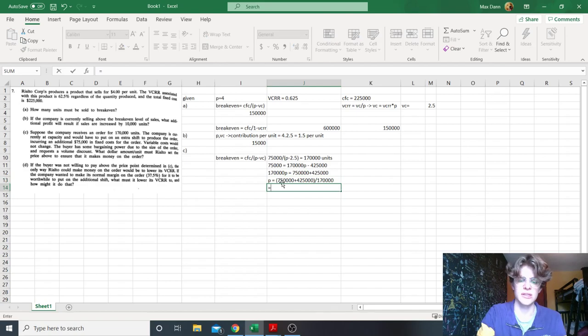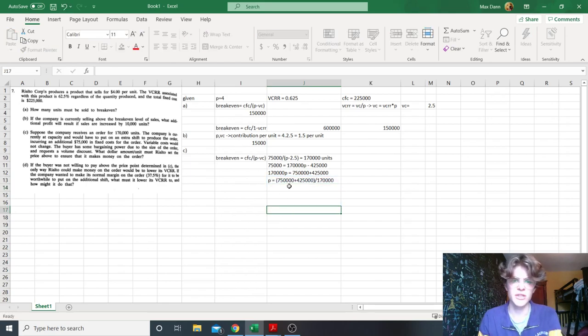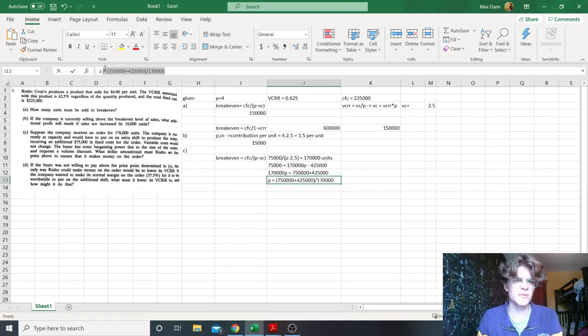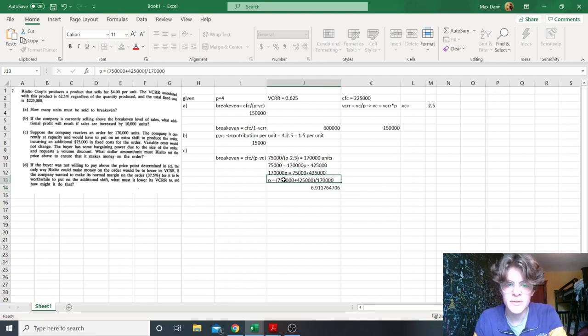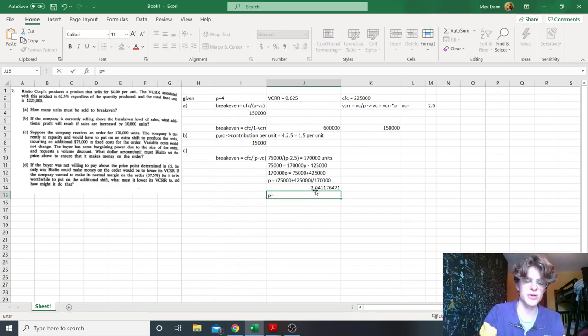Which equals, oh, I put too many zeros here. So this should have one less zero, and one less zero here, and one less zero here. There we go, 2.94. So we want the price to be equal to $2.94.